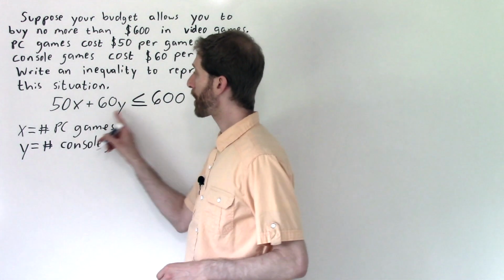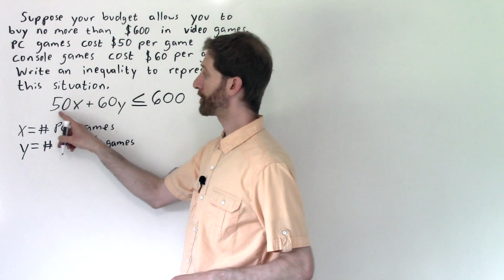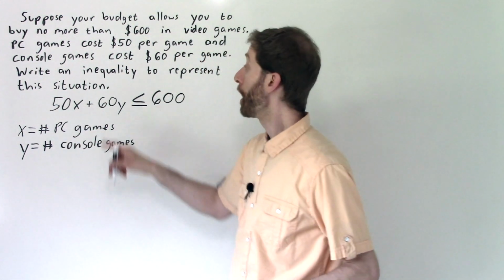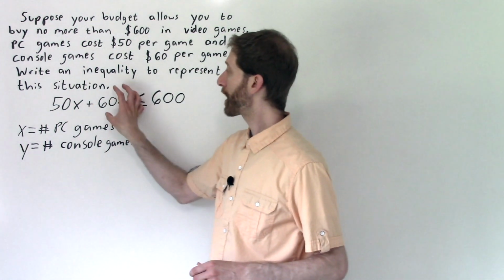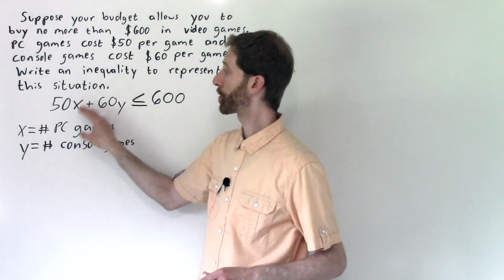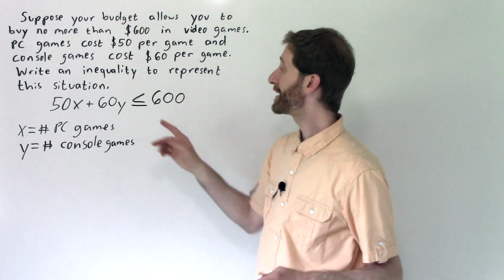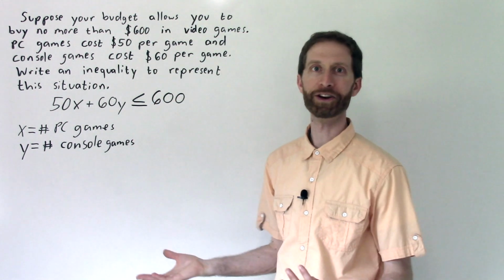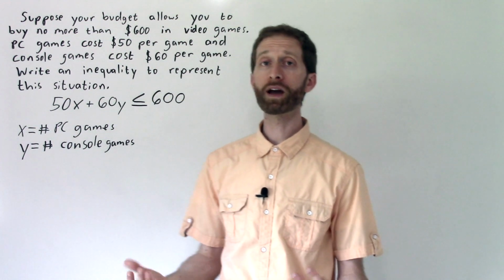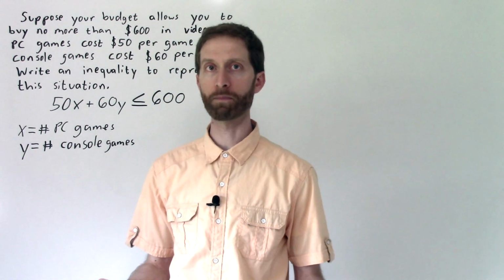So the total amount of money we'd spend on the video games would be $50 for each PC game, plus the $60 per console game. So if we add up the total we spend on console plus the total that we spend on PC, that needs to be no more than, less than or equal to, 600. There's our inequality. So that's the key part, guys. That's your translation. We're done at that point.